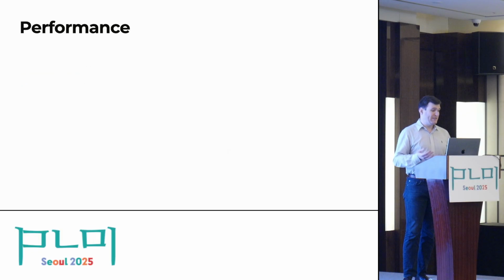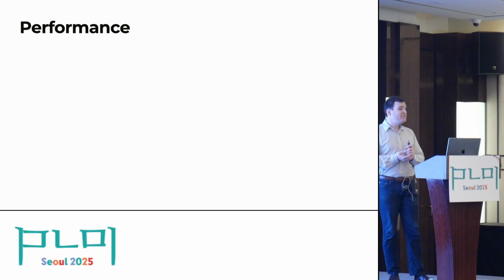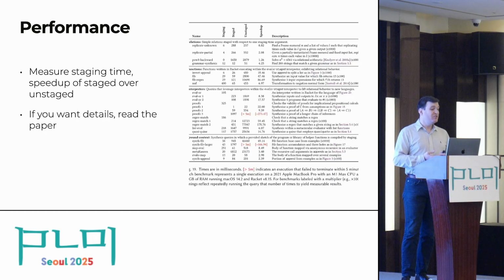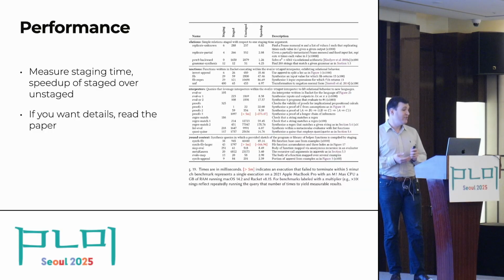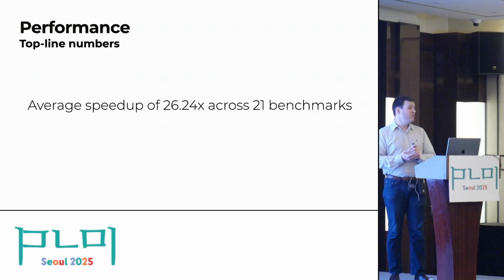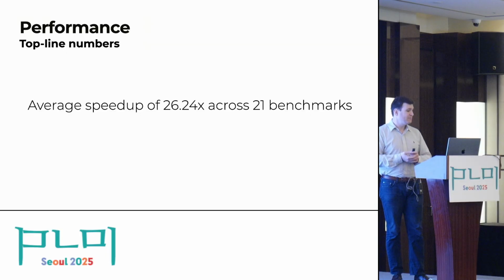So performance. We measured staging time, speed up of staged over unstaged code. If you want the details, read the paper. I deliberately made this so small that you can't see it from there. Don't try, don't hurt your eyes. If you want the breakdown, see the paper. Top line numbers are that we get an average speed up of about 26 times over 21 different benchmarks for different kinds of interpreters, theorem provers, grammar checkers, parsers, regex matchers.